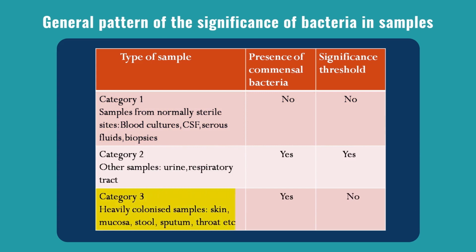On the other hand, you have heavily colonized specimens like skin, stool, sputum, throat, etc., where there will be a lot of normal commensal flora already present. So you have to really search for the pathogen of interest. In between these two is another category where there are specimens which have a significance threshold. The common examples are urine and endotracheal aspirates, where there is a threshold beyond which only we attribute significance.